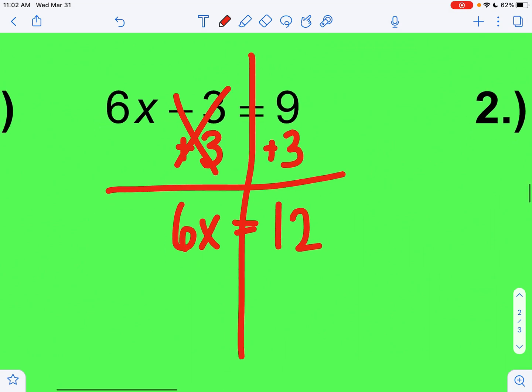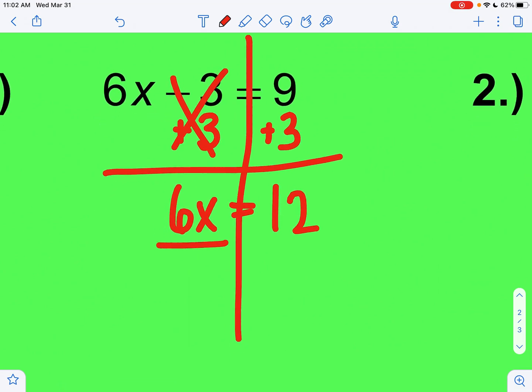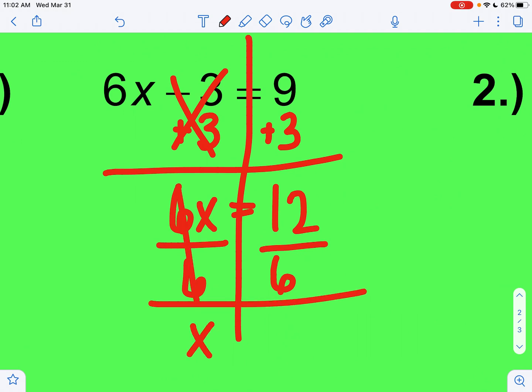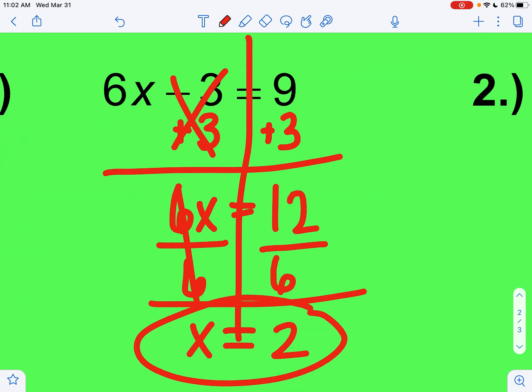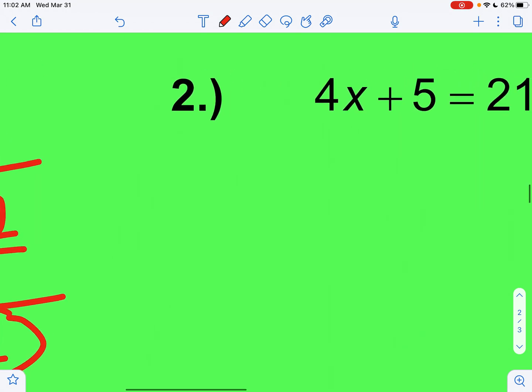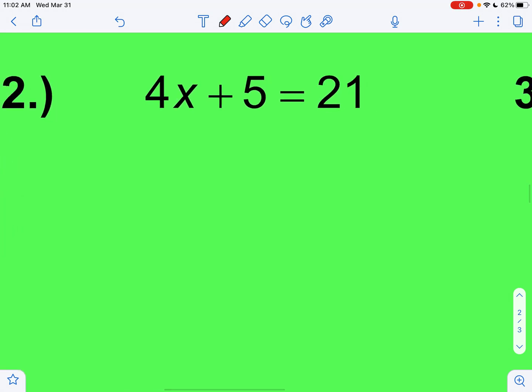Okay, now we have 6 times x. The opposite of times is divide, so we are going to divide both sides by 6. Our 6's cancel out. We're just left with x. 12 divided by 6 is 2. So that is our answer. Moving on to the second one. 4x plus 5 equals 21.